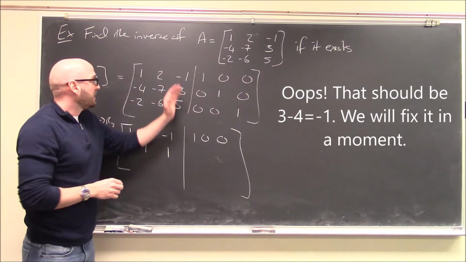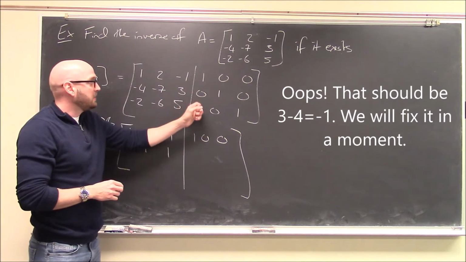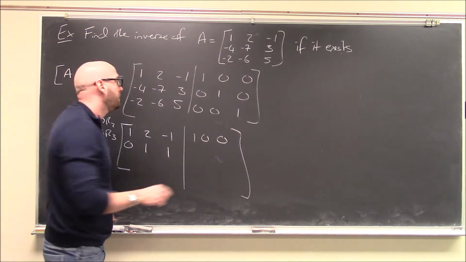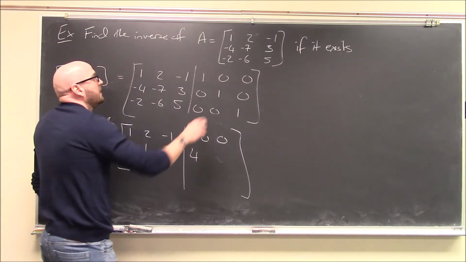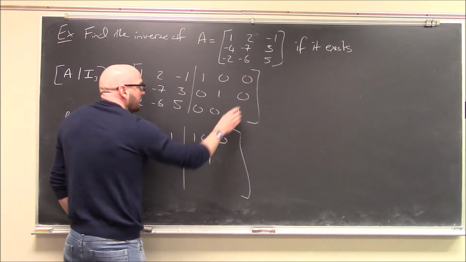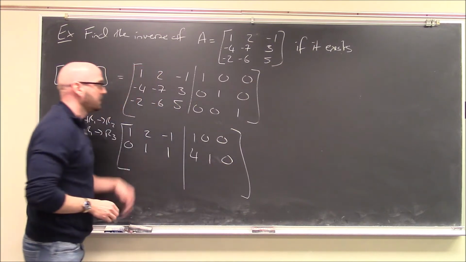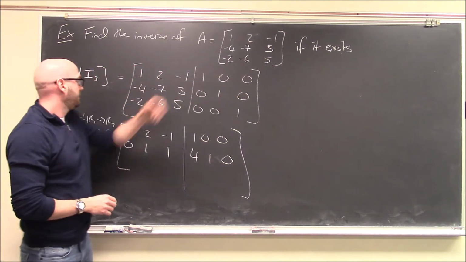Don't stop there. Keep going. Remember, this is just a bar. It's just a notational device. We keep going across the entire row. So now I've got 0 plus 4 times 1 is positive 4. 1 plus 4 times 0 is 1. 0 plus 0 is 0. Okay, so continue on down the whole row.